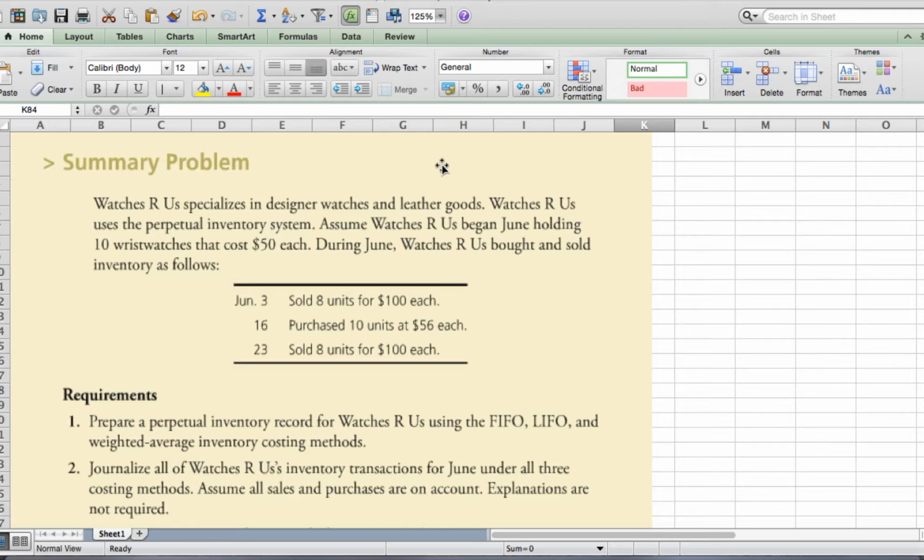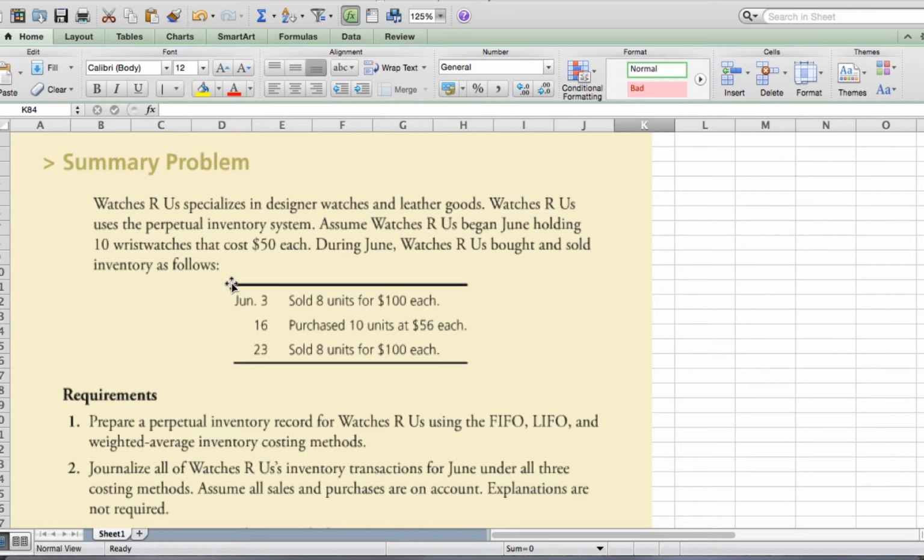Basically what we're looking at is we're going to walk through a few transactions for this company, and we're going to look at it in terms of what it looks like if we're using FIFO, if we're using LIFO, and if we're using weighted average costing methods to account for our inventory. Okay.